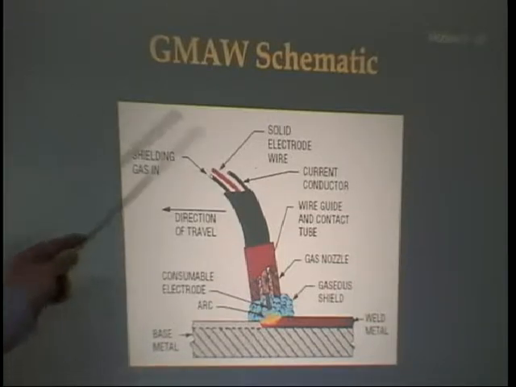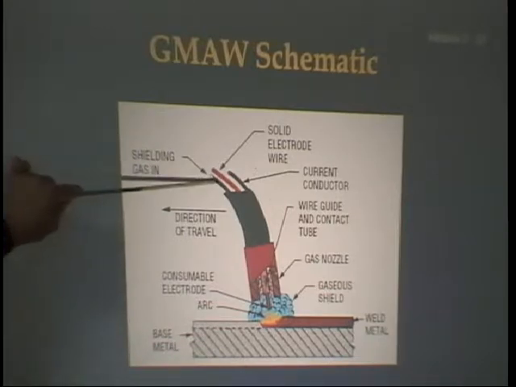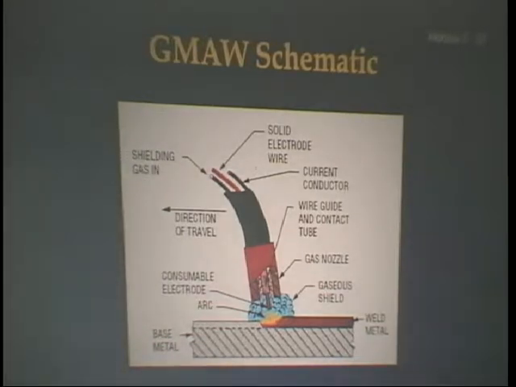Well, we can tell that it's a semi-automatic process that produces a shielding gas, or a gaseous shield, and it has a gas coming in with a solid wire. Those two cues alone should pretty well point you in the direction of this being gas metal arc welding. So look for these visual cues so that you can recognize what type of welding process this is simply from the picture.